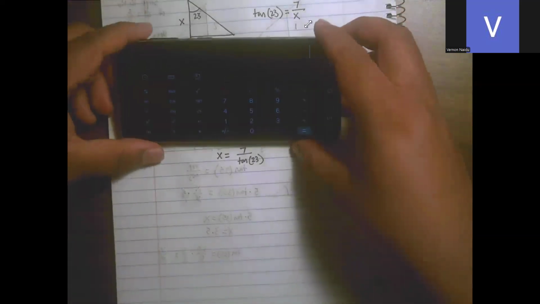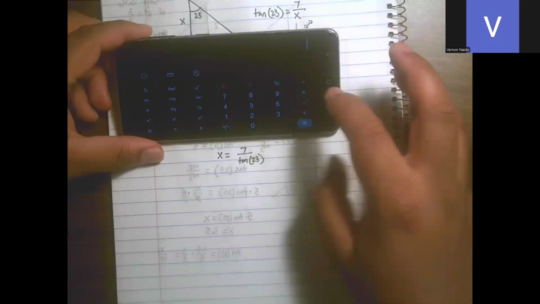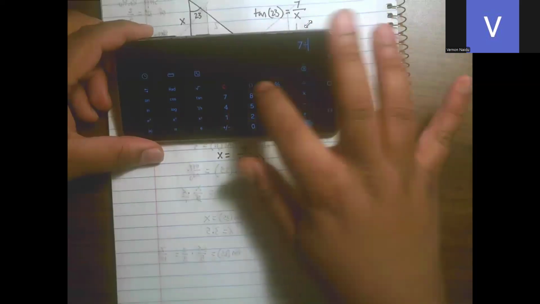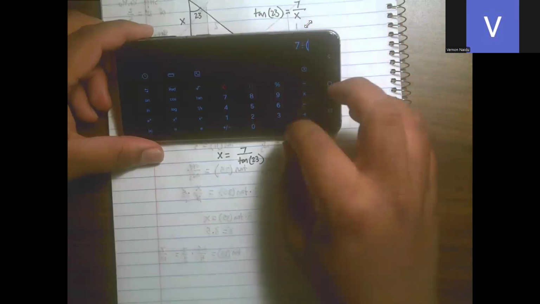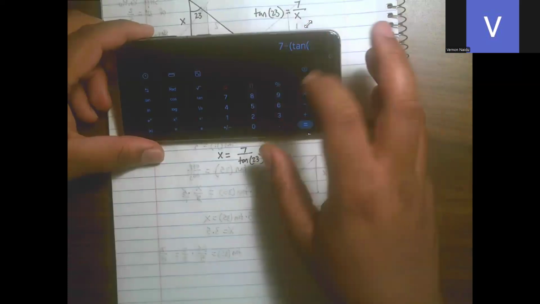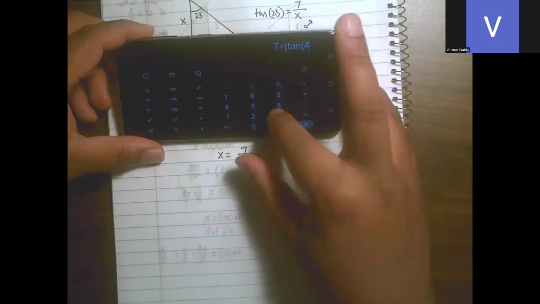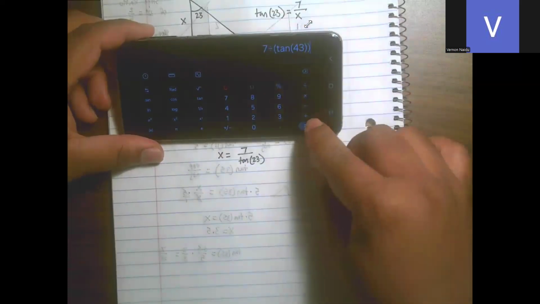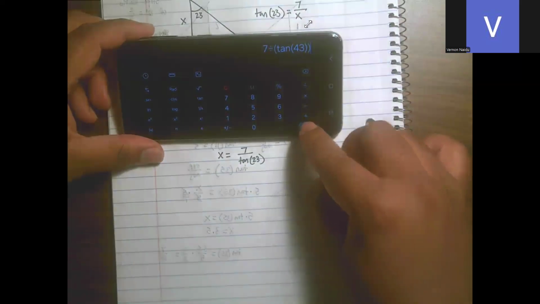All right, let's go put that into my calculator. Do 7 divided by, and I like putting it in parentheses anytime I'm dividing by something. Okay, so 7 divided by tangent of 23 gives us 7.5.